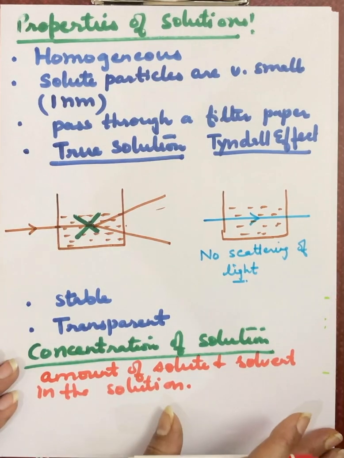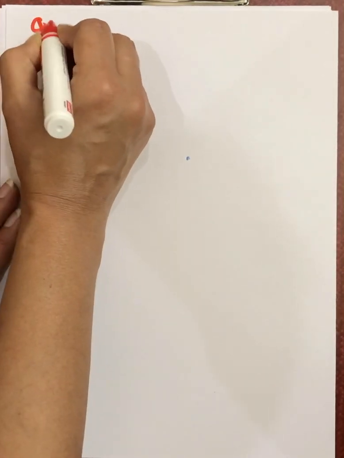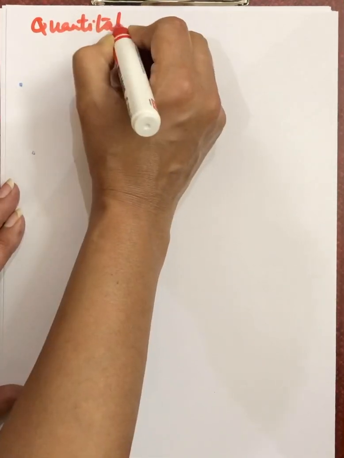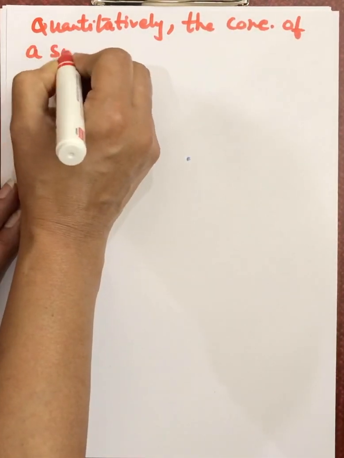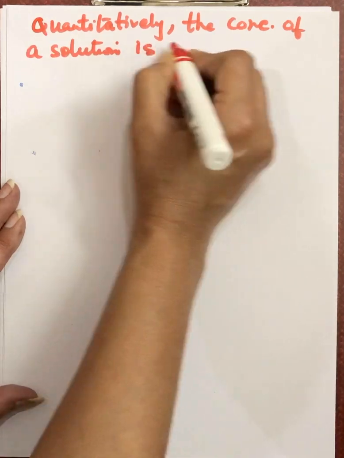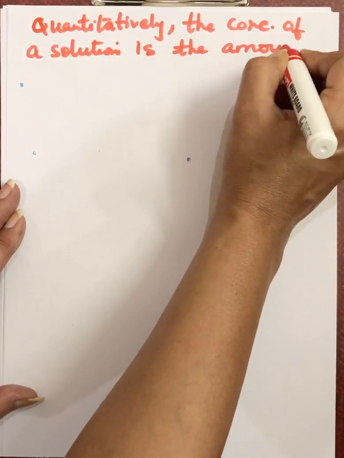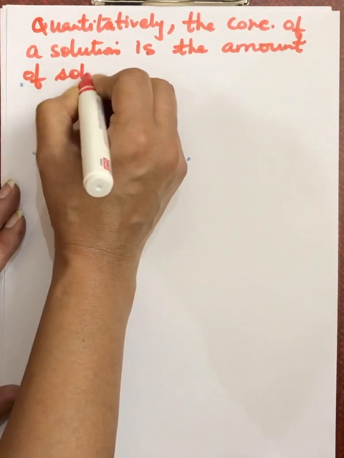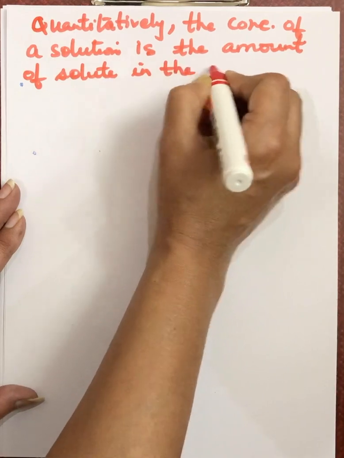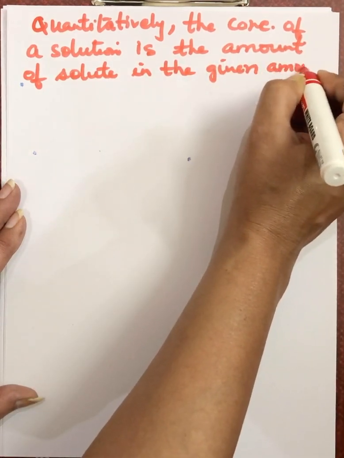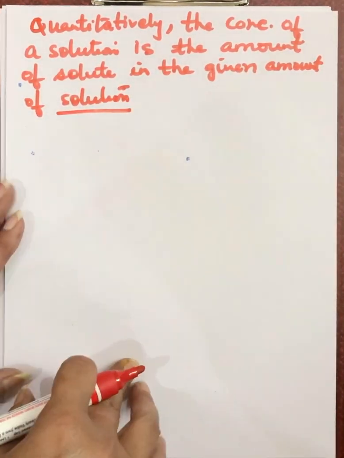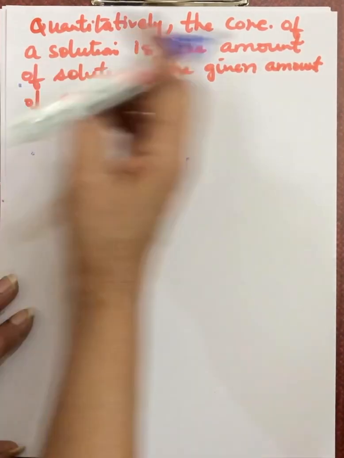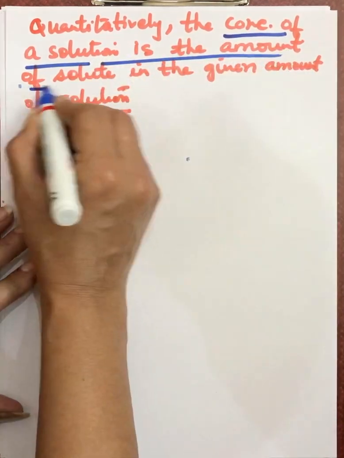So if we have to define concentration quantitatively, then what we can say is, quantitatively, the concentration of a solution is defined as the amount of solute present in the given amount of solution. In solution, how much is the amount of solute? That is known as concentration. This is the definition of concentration of solution.